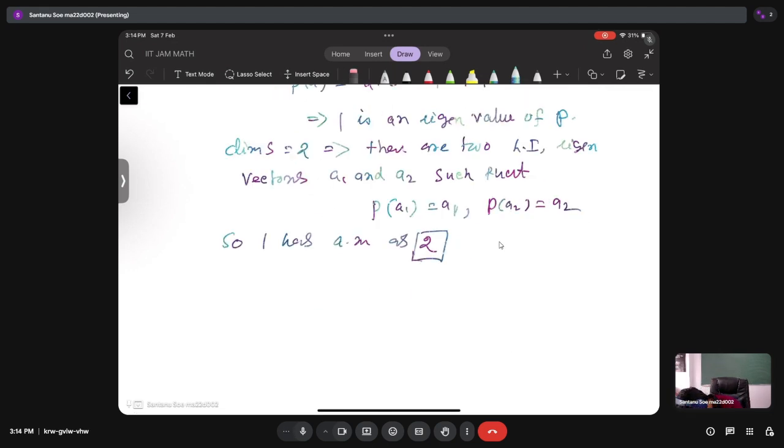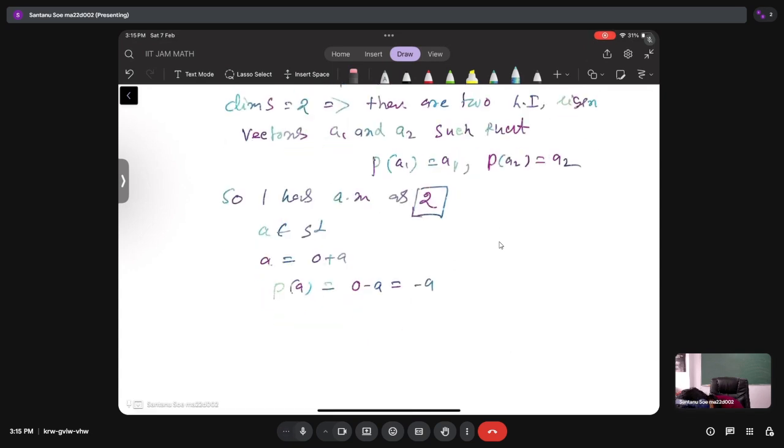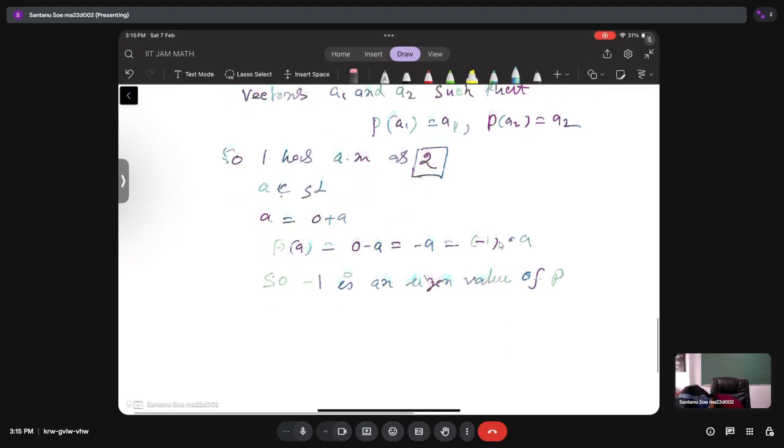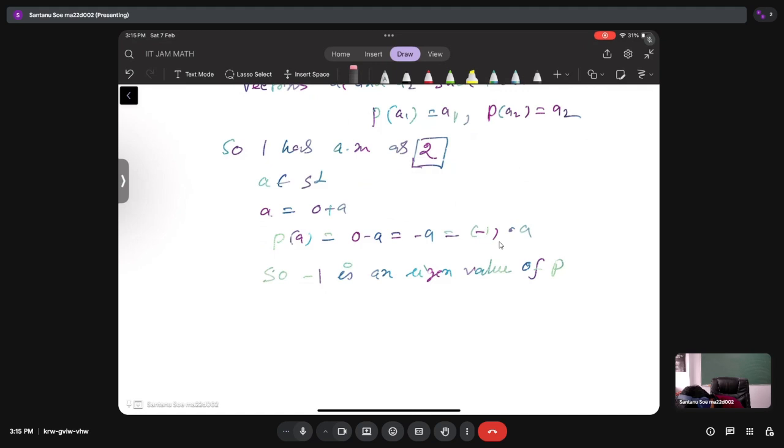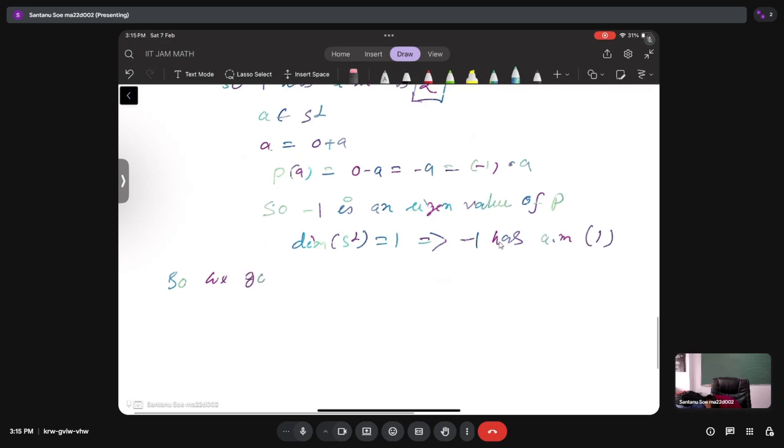Okay, so now if A belongs to S perpendicular, then A also can be written as 0 plus A. And the reflection of A will be 0 minus A, which is minus A. So this is minus 1 times A. So minus 1 is an eigenvalue of P. But since A belongs to S perpendicular and the dimension of S perpendicular is 1, this implies minus 1 has algebraic multiplicity 1. So we got 3 eigenvalues of P as 1, 1 and minus 1.